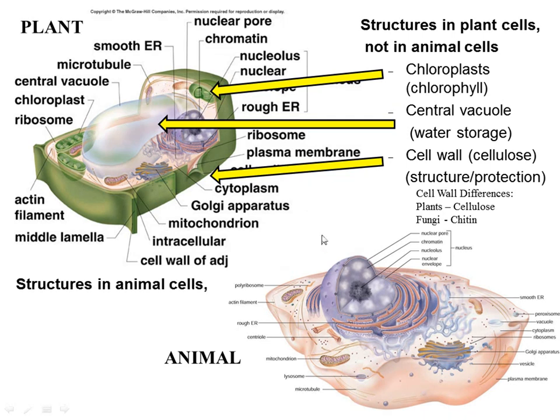Okay. Animal cells, what do animal cells have that plant cells don't have? They have something called a centriole. The centriole is used for cell division. We'll talk more about the centriole when we go into chapters 9 and 10. It actually produces the microtubules that move the chromosomes right there.